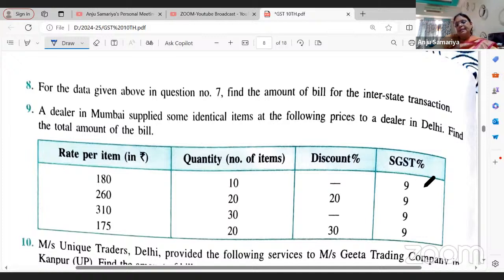Now this is 9% SGST. So that means what? Total will be 18%. Yeah, so you have to find the 18%. So 18% of 180, 18% of rate per item. Yes. And then into 10. Yes. और फिर total, हाँ ठीक है.